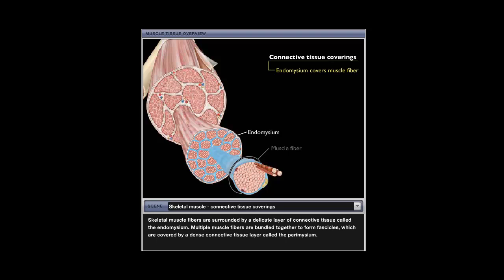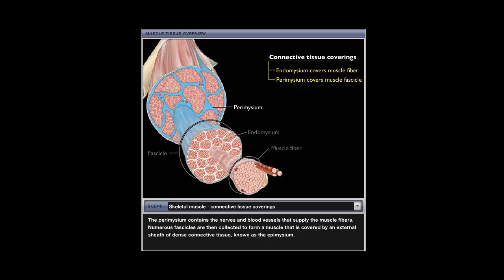Multiple muscle fibers are bundled together to form fascicles, which are covered by a dense connective tissue layer called the perimysium. The perimysium contains the nerves and blood vessels that supply the muscle fibers. Numerous fascicles are then collected to form a muscle that is covered by an external sheath of dense connective tissue known as the epimysium.